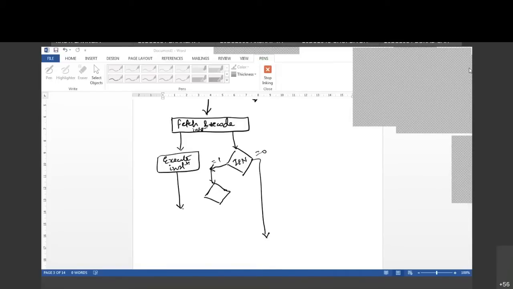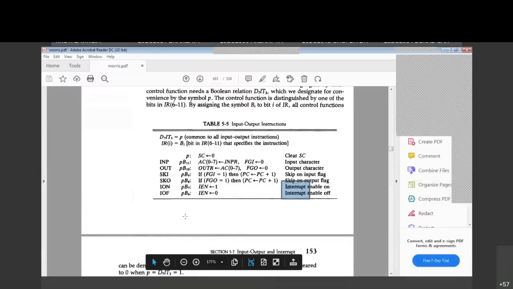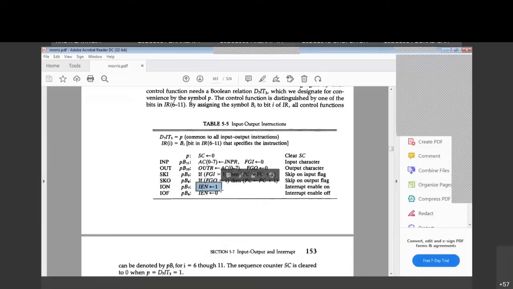IEN is also some sort of flip-flop. Yes, Dhruvin, it is also a flip-flop. Yesterday I told you that it is a flip-flop. It has two values, either 0 or 1. We had seen some instructions: when the interrupt on instruction occurs, the IEN flag is set to 1. Similarly, when interrupt off occurs, IEN is set to 0. When IEN is 1, it means interrupt is on, and when IEN is 0, interrupt enable is off.